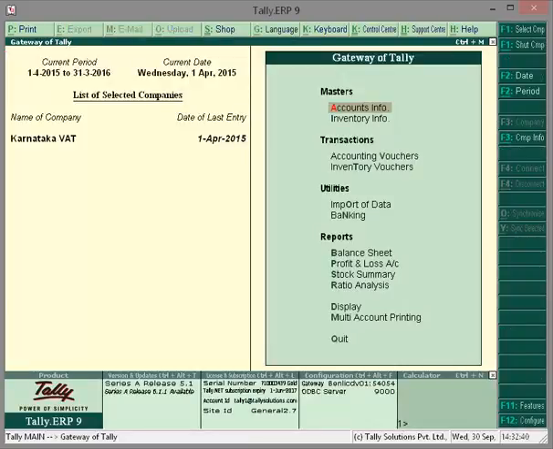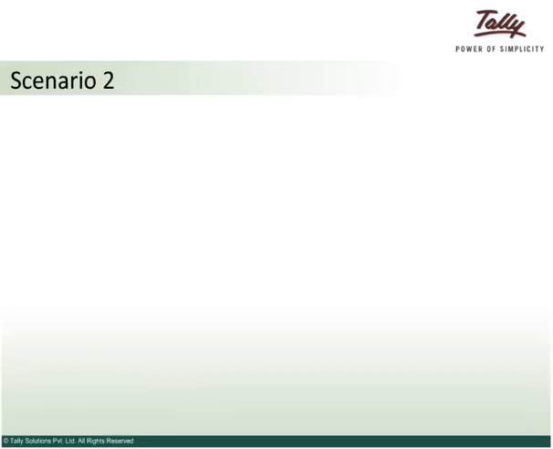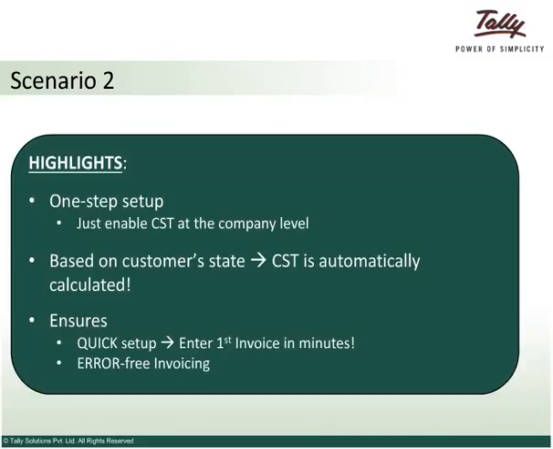Now let's do a quick recap of Release 5.1's highlights for managing interstate sales transactions. As we've seen in the demo, you just need to enable CST at the company level, and based on the state in which the customer is located, CST is calculated automatically. No further configuration needs to be done.